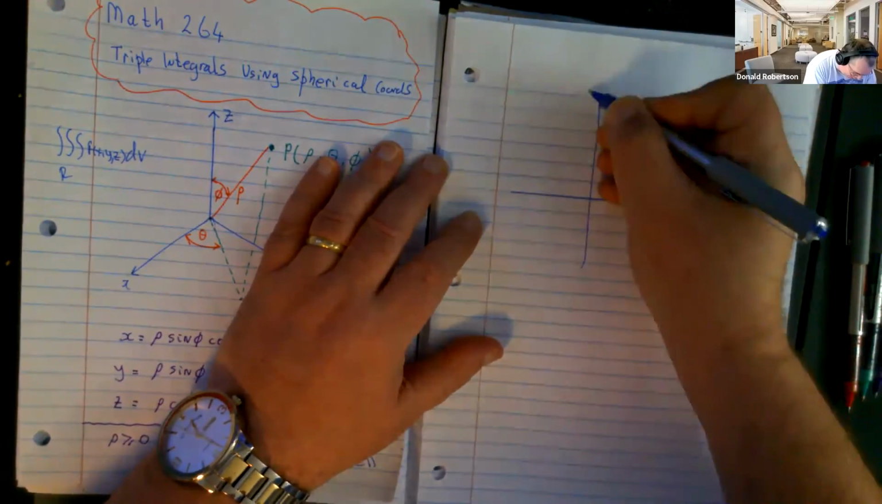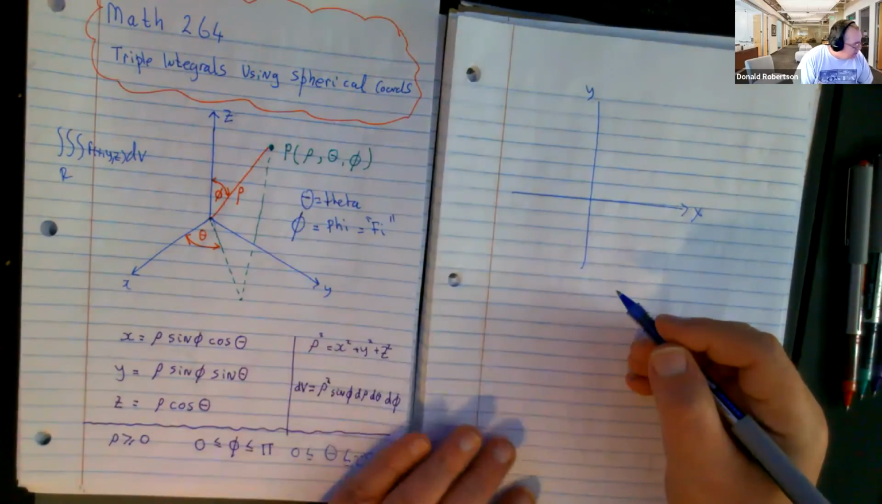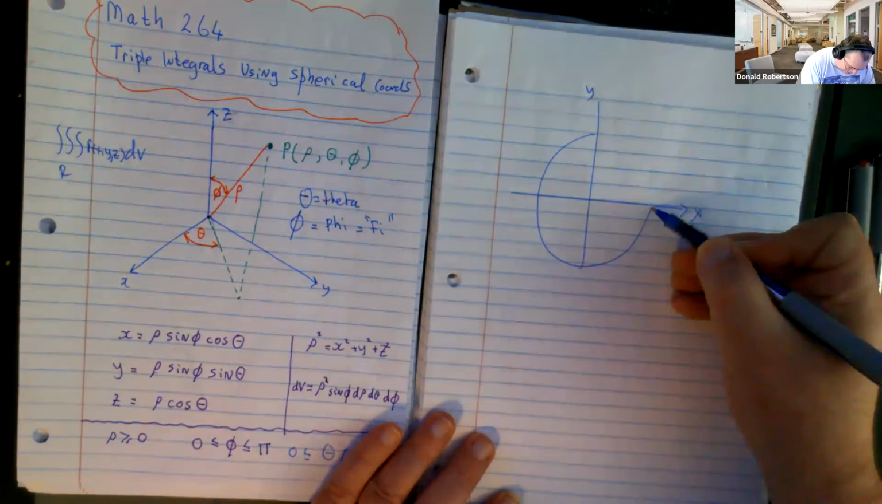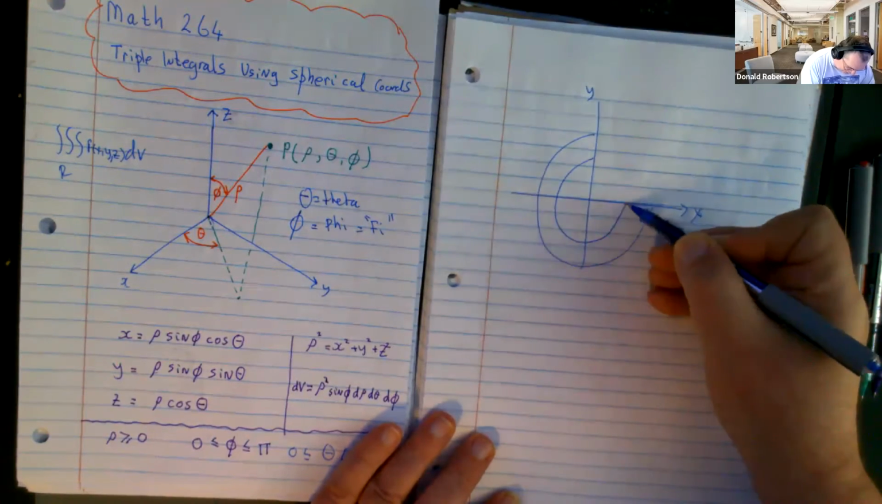If you imagine what the XY plane looks like, the bit that's missing is here. So what you've got is that guy and that guy, right?